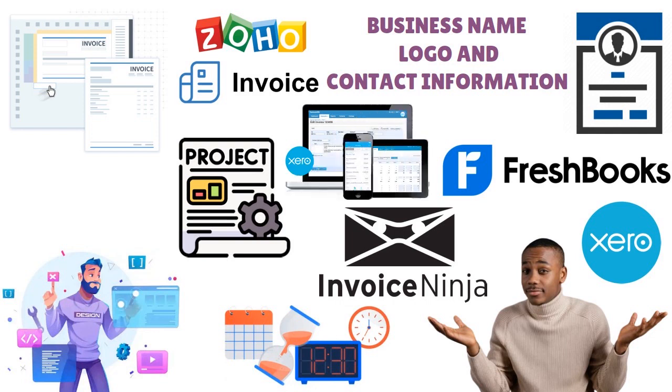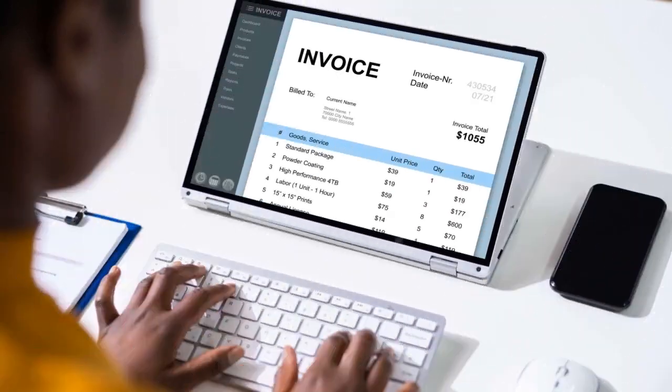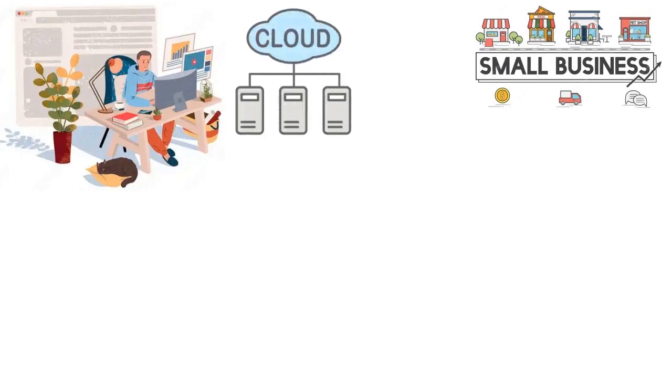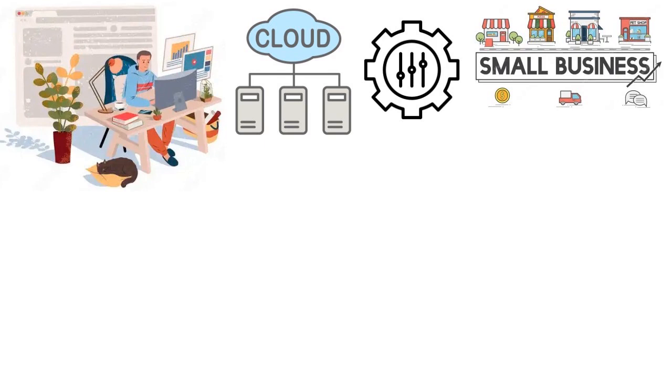With Zoho Invoice, you're able to have time tracking and expense management all in one place, especially if you are a freelancer or a growing small business. It also integrates with other Zoho tools for a complete business solution. Then you have Invoice Ninja. Think of an open source invoicing platform that supports invoicing, time tracking, and payments. It is suited for freelancers and small businesses looking for a self-hosted or cloud-based solution with customization options.